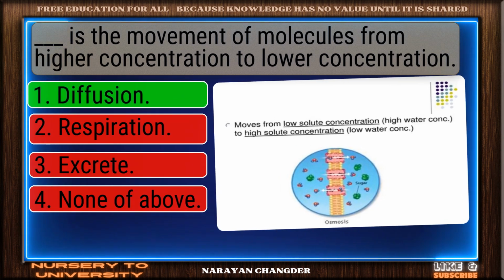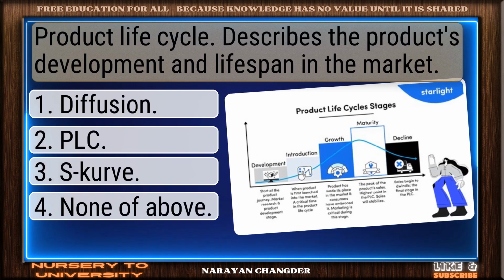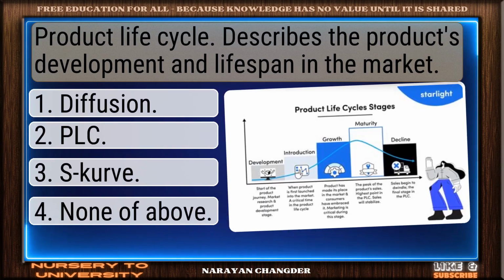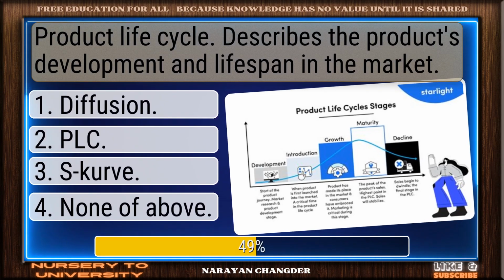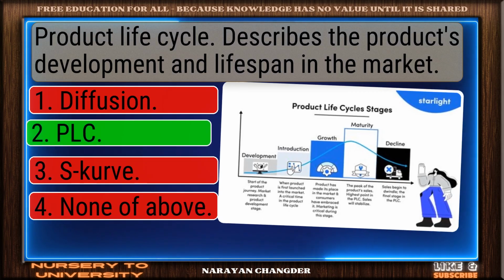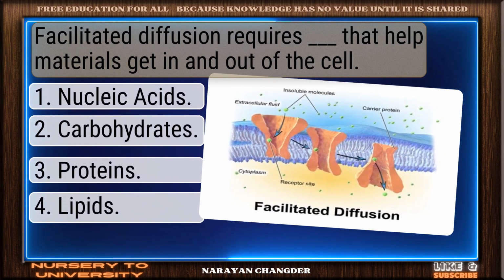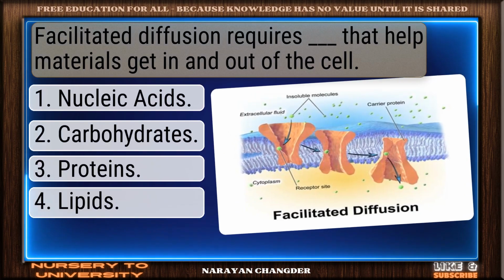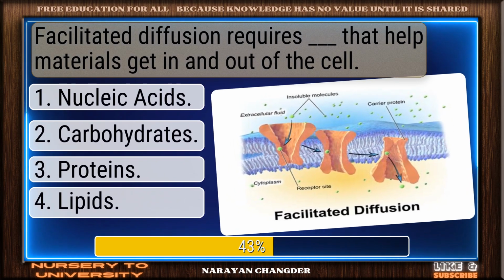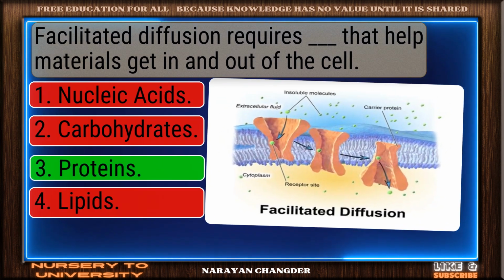Excellent choice. Diffusion is the right answer. Product life cycle describes the product's development and lifespan in the market. Smart pick. Plessy is the correct choice. Facilitated diffusion requires dash that help materials get in and out of the cell. Excellent. Proteins is a brilliant choice.